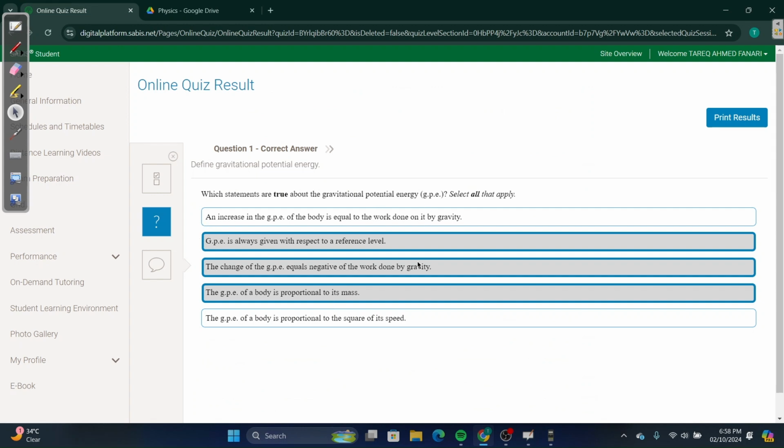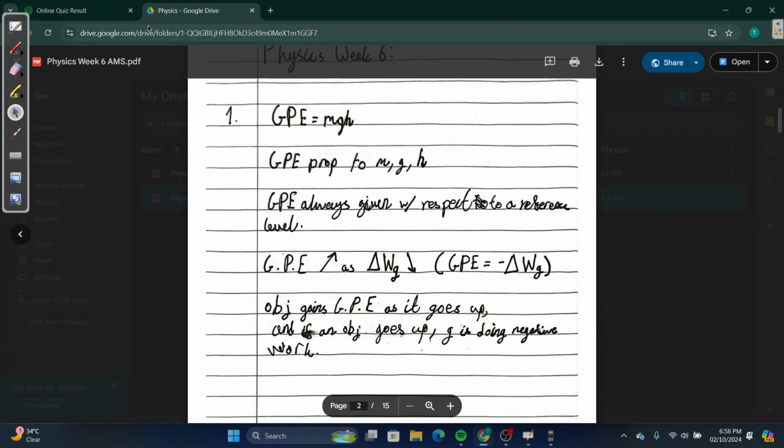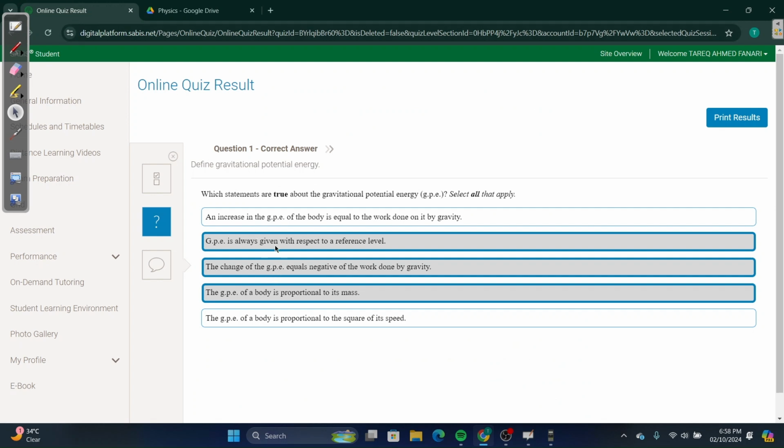Which statements are true about GPE? GPE is always given with respect to a reference. You'll see it in a later question, but you can't have gravitational potential energy without a reference. GPE is mgh, so if GPE is mgh, you need height. Height isn't given to nothing. Height always has a reference. So this is why we choose this: it's given relative to a reference level.